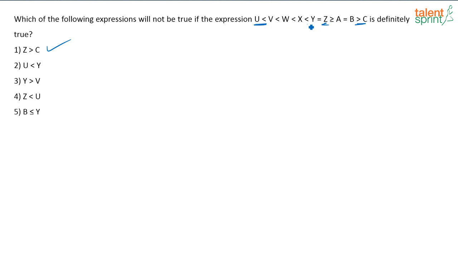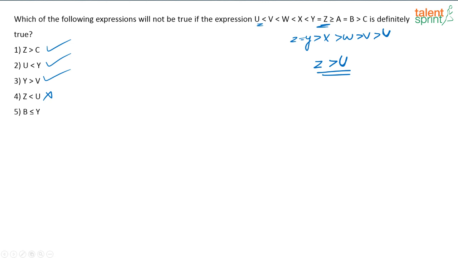Yes, U is definitely less than Y. That's also true. Okay. Y is greater than V. Yes, Y is greater than V. That's also true. Z is less than U. Where is Z? Z is here, U is here. Basically, you will get Z is equal to Y. If I write it the other way around, it is nothing but Z is equal to Y greater than X greater than W greater than V greater than U. Correct? Or actually, Z is greater than U. Z is not less than U.